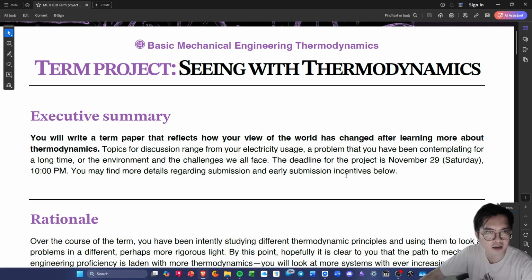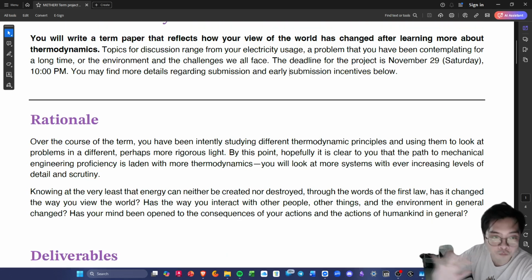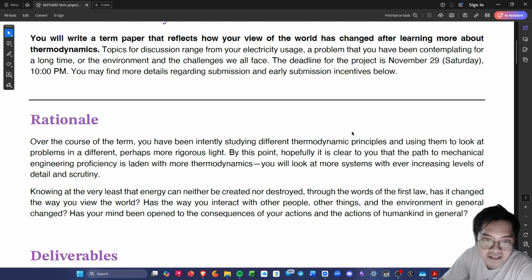But anyway, right? What you're going to create is a term paper that reflects how your view of the world has changed after learning more about thermodynamics. Okay? Over the course of the term, you have been intently studying different thermodynamic principles. Like, let's say, for example, the first law, right? Conservation of mass, stuff like that, right? And you've been using them to look at problems in a different, perhaps a more rigorous or a systematic light.